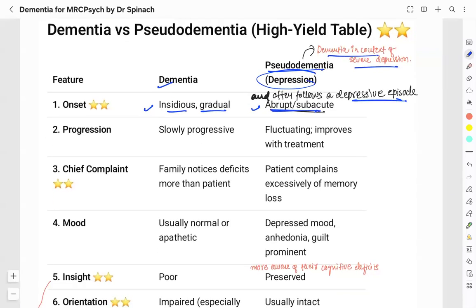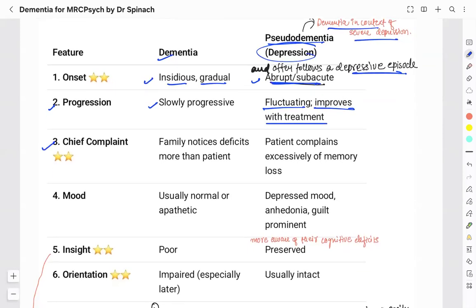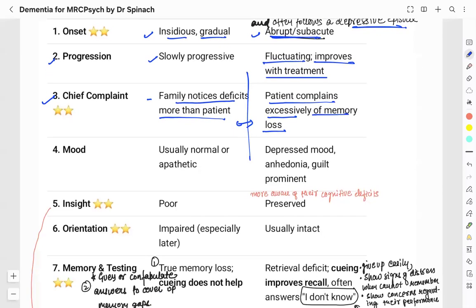Progression is slowly progressive. Now, pseudodementia can be fluctuating and it improves with treatment of the depressive episode. With chief complaints, family notices deficits more than the patient. Here, the patient complains excessively of memory loss. So this is one important thing: chief complaints, who is giving you the complaints?